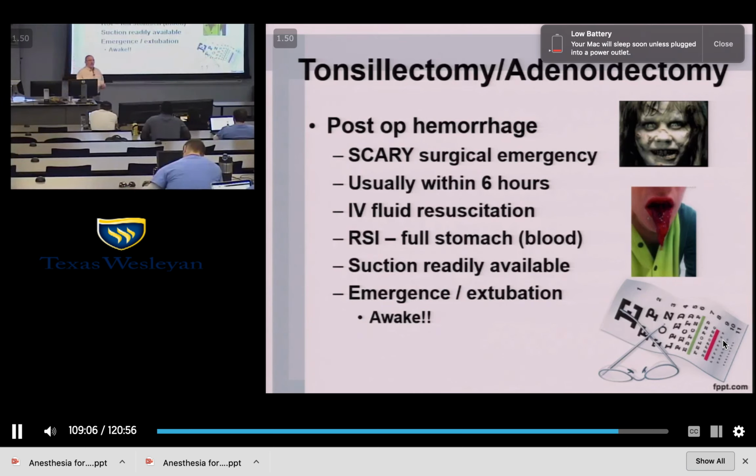These folks need to have IV fluid resuscitation, and they are absolutely 100% considered a full stomach, meaning it could be blood in there, it could be anything. And so we consider them as they have to be induced with rapid sequence induction and intubation. And you absolutely remember, we teach you, have your suction up and on. So when you find what you're looking for, all you gotta do is reach down, grab it, put it in.